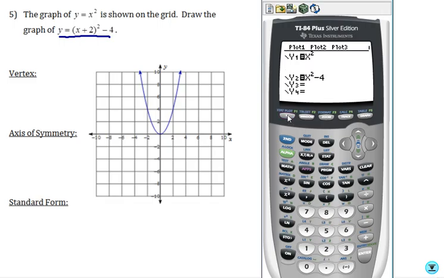So maybe that's what the last number does. Maybe it moves the parabola up and down. To test my little theory, what if I change that to a +4 instead of a -4? My expectation is that the parabola, instead of moving down 4, is actually going to move up 4. So let's see if that works out. There's mom, there's the original. Oh, okay, that's what did happen. It looks like the parabola shifted up 1, 2, 3, 4 spaces.